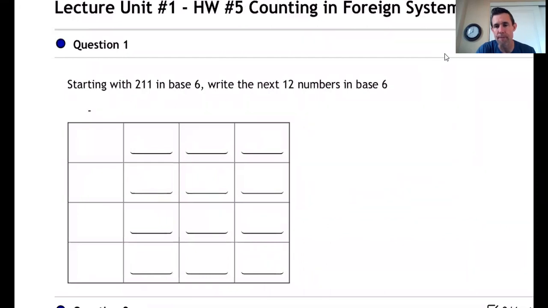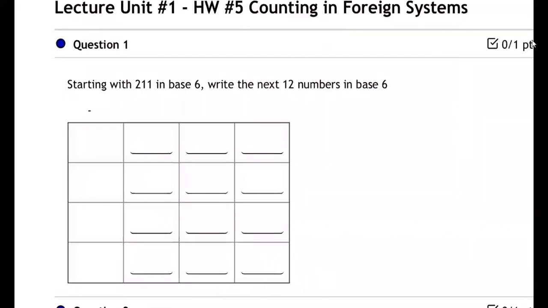So how do you count in a foreign base system? How does that work? How do you actually count in a foreign system? Well, let me give you the rule, and then I'll tell you the why. How about that? So here's the rule. The rule is this.